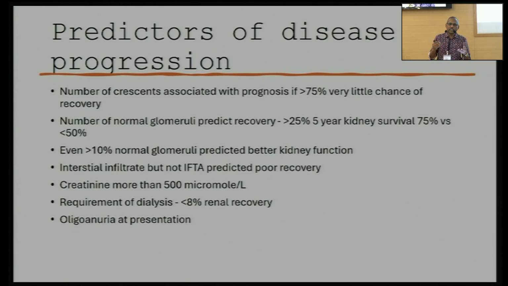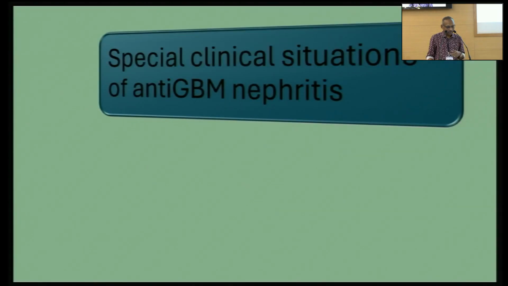Then the interstitial infiltrate is actually predictive of poor response. The IFTA is not predictive, because by the time IFTA develops it's already too late to make any predictions. Of course, creatinine more than 500, but that is based on the original trial, and if you look at the original trial, creatinine more than 500 did not make much of a difference. Requirement of dialysis is the key thing. Once you require dialysis, hardly anybody comes off dialysis. And lastly, oliguria at presentation has almost the same correlation as the requirement of dialysis.